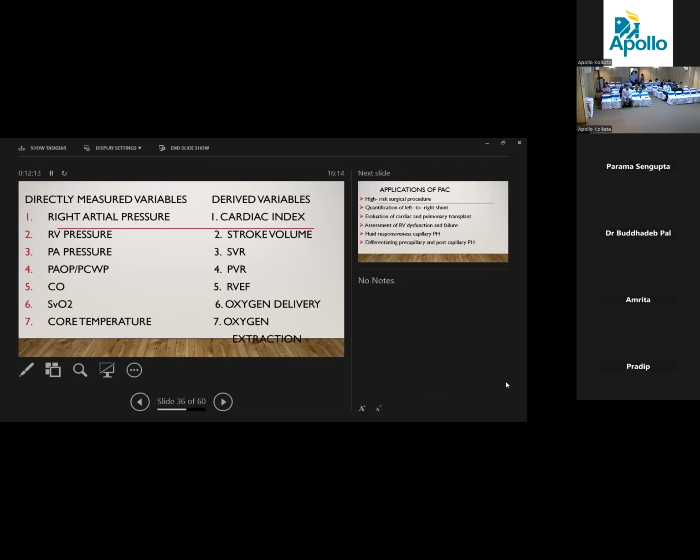The variables measured with PA catheters are directly measured variables and indirect derived variables. The directly measured variables are RA, RV, and PA pressure, pulmonary artery occlusion pressure, cardiac output, mixed venous oxygen saturation, and core temperature. The derived variables are stroke volume, SVR, PVR, RV ejection fraction, oxygen delivery, and extraction.